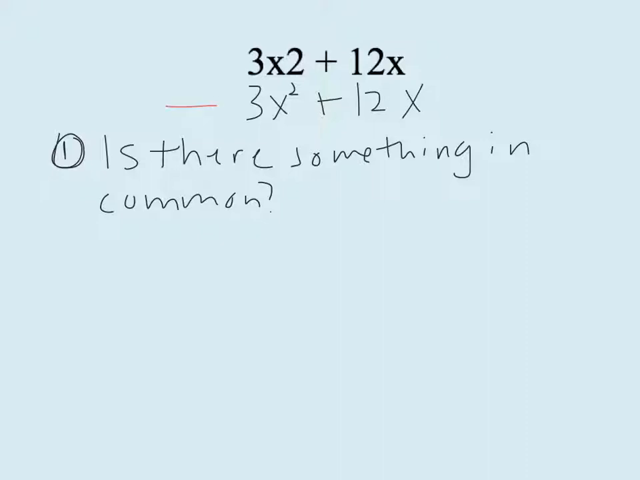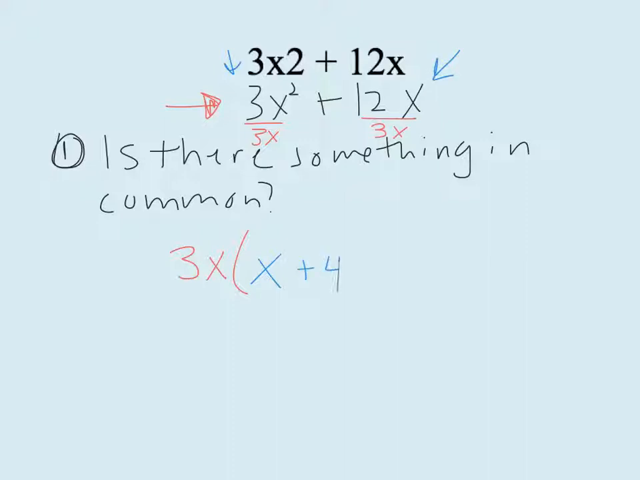So when I look at this problem right here, I look and I see, oh, 3 and 12, they both have a 3 in common. They also both have an x in common. So I'm going to factor that out. When you're factoring something out, it's basically dividing each term by whatever you're taking out. So the first term right here, if I were to simplify 3x squared over 3x, I'm left with just an x. If I'm going to simplify this one, I go, okay, 12 divided by 3, that's 4.